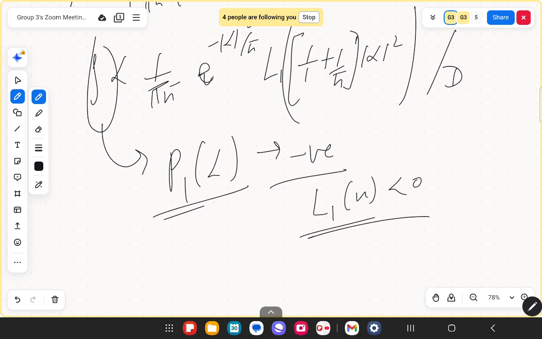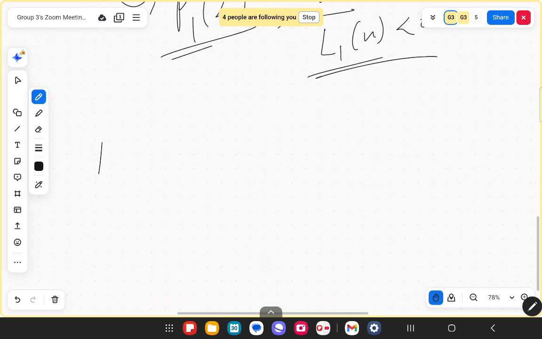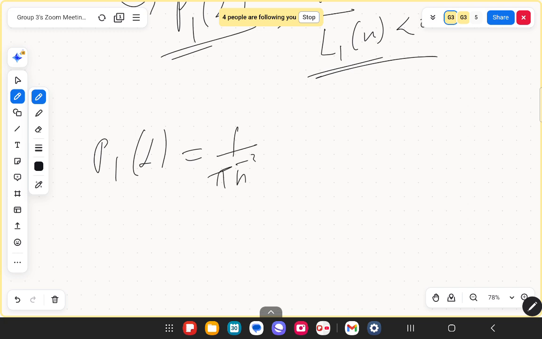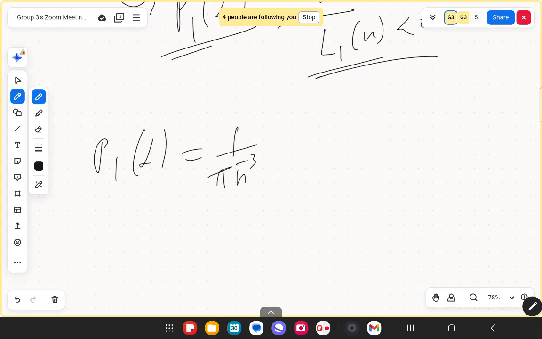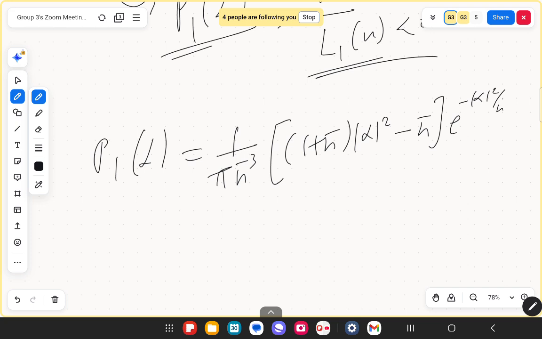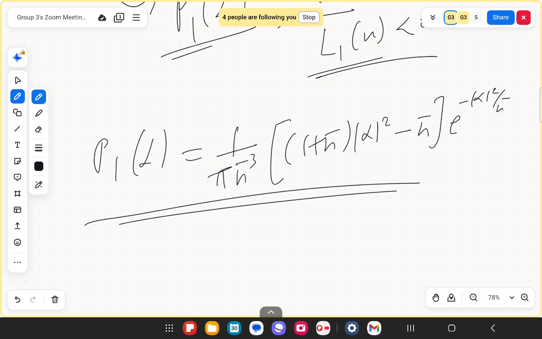So after simplifying the final expression, I get p1 alpha equals 1 upon pi n bar cube, 1 plus n bar alpha square minus n bar, e to the power minus alpha square by n. So this is the final expression of the P function for these SPATs.